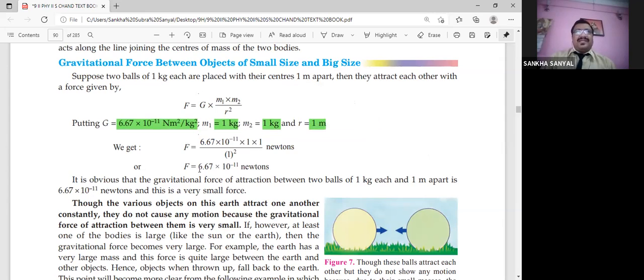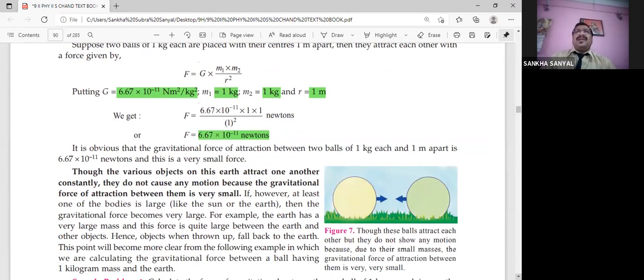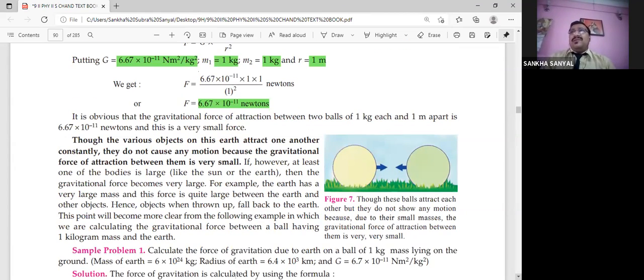I believe till this point it is clear, because we are just putting the values in the formula and making the calculations. We find that if the bodies are of 1 kg each, and the distance between them is 1 meter, then the force that exists between the two bodies is 6.67 into 10 to the power minus 11 newtons. And this is a force with which all bodies are pulling each other. All the bodies are pulling each other with the same force.